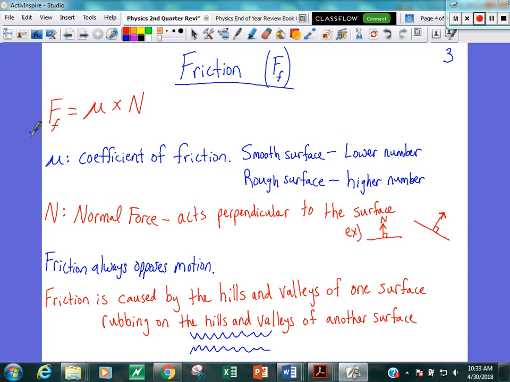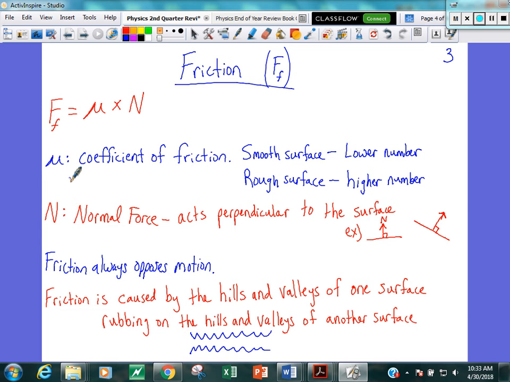I know it's been a while since we've talked about this, so I want you to define these terms a little bit more. Mu, this funny looking u, is a Greek letter, mu. It's the coefficient of friction. For smooth surfaces, the more smooth and slick the surface is, the lower the coefficient of friction, so the lower the number will be. But let's say you have a really rough surface like sandpaper. If it's really rough, it's going to have a high coefficient of friction, so the higher the number will be.